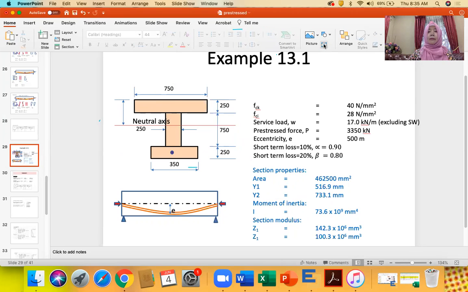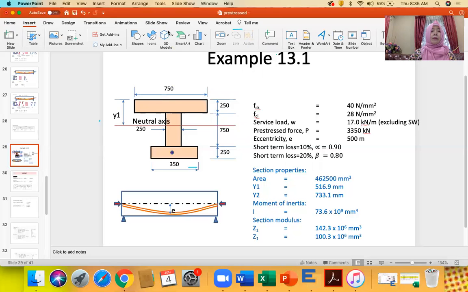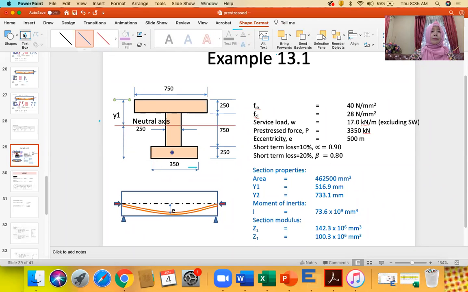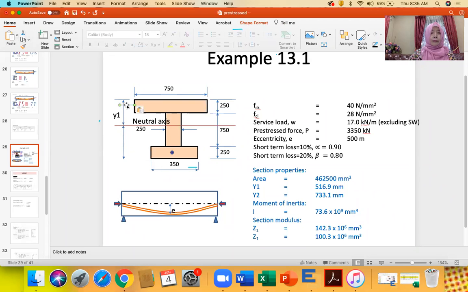This is Y1. And from here to the bottom fiber here is called Y2. I think you have learned this in strength of materials. Okay, this is Y2. So you got Y1 and Y2 here, and the value is 516.9. Y2 is 733.1 here.